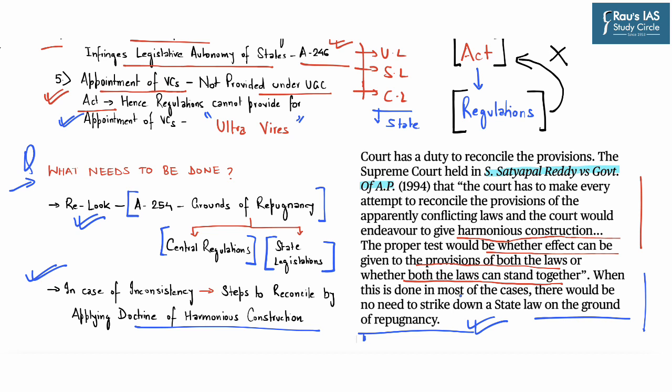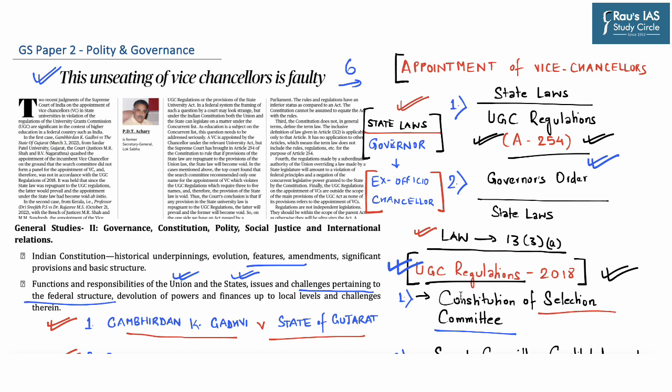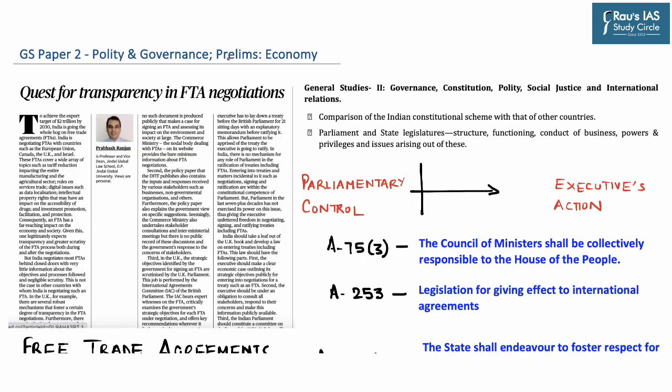Thus, this article effectively highlights grounds of repugnancy with respect to Article 254 and also provides a critical analysis of the Supreme Court judgment, which has given supremacy to UGC regulations of 2018 as compared to the state university legislations. Let's take up this article appearing on page number 7, and its title is Quest for Transparency in FTA Negotiations. FTA stands for Free Trade Agreements.